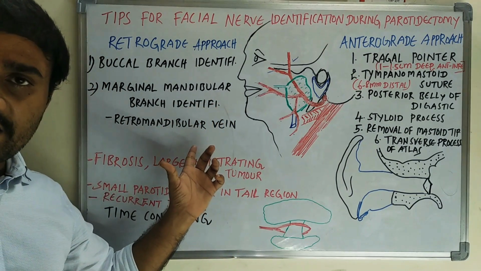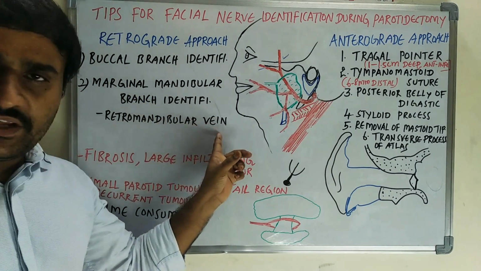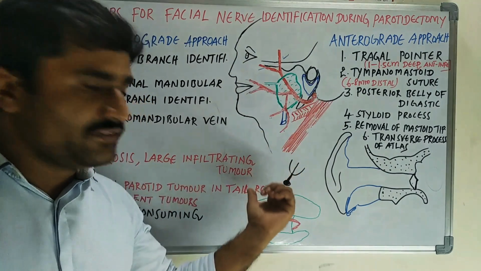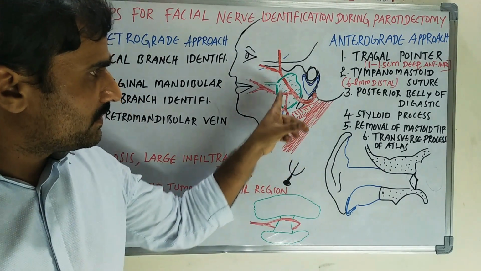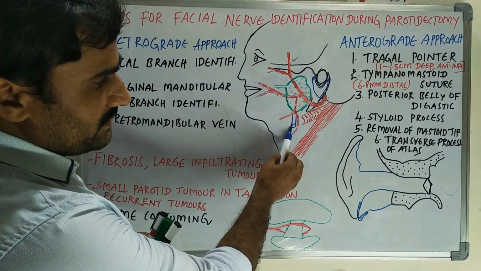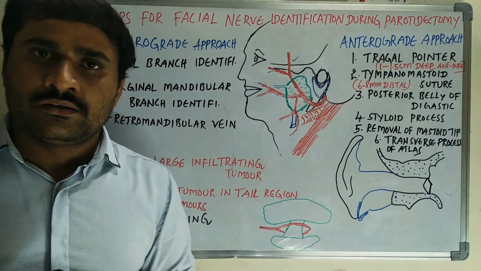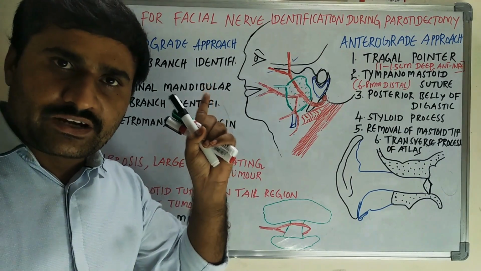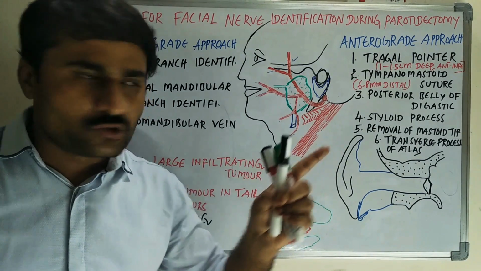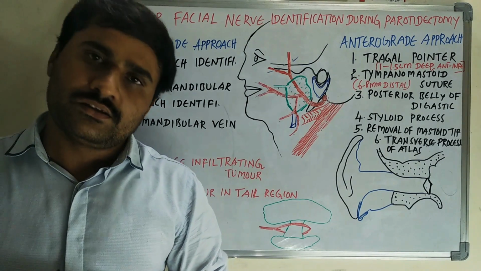This branch can be easily identified by identifying the retromandibular vein. You know that both the retromandibular vein and the marginal mandibular branch emerge from the parotid gland at the inferior border. This is the inferior border and this is the superior border, anterior border and posterior border of the parotid gland. This blue colored one is the retromandibular vein and this is the marginal mandibular branch. So you have to identify the retromandibular vein, after that the marginal mandibular, and you have to follow the marginal mandibular to the main trunk. In this way, you can identify the facial nerve.